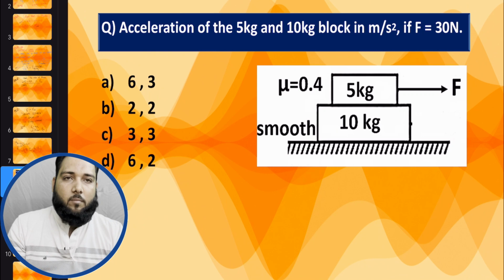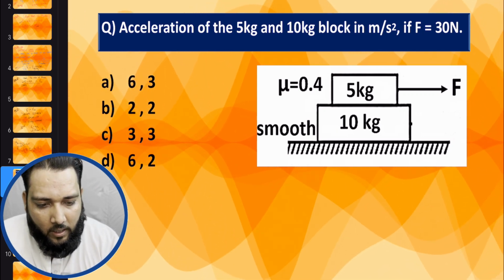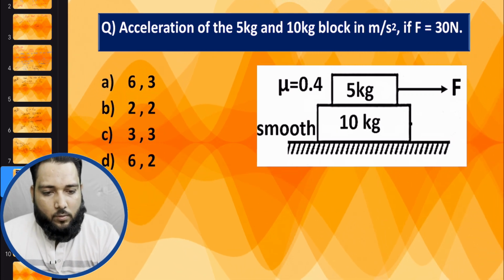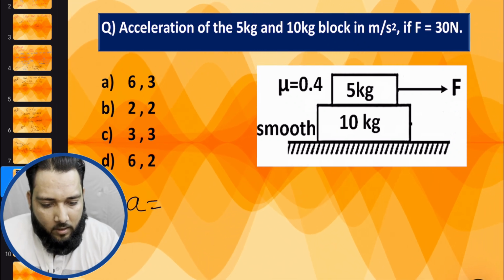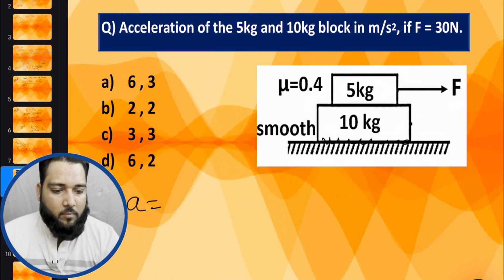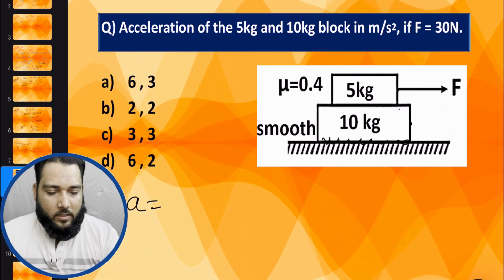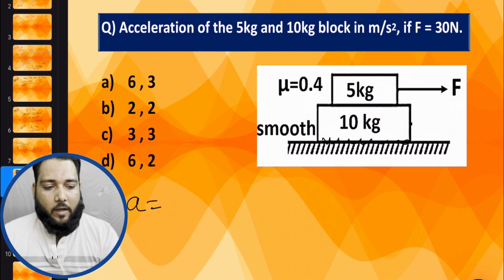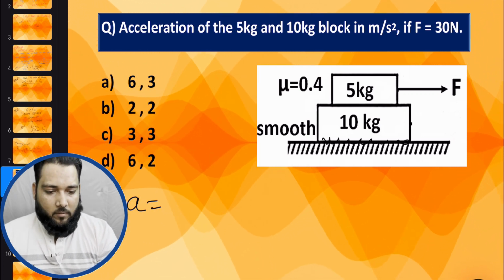So I'm assuming both the blocks will move together, and we can directly find out. So I am directly using the second step. We can say that the common acceleration A will be net force over total mass. Now this time the friction is not available because this is smooth. So whatever the value of F, both the blocks will move together. Why? There is no friction between the ground and the 10 kg block. Are you getting my point?